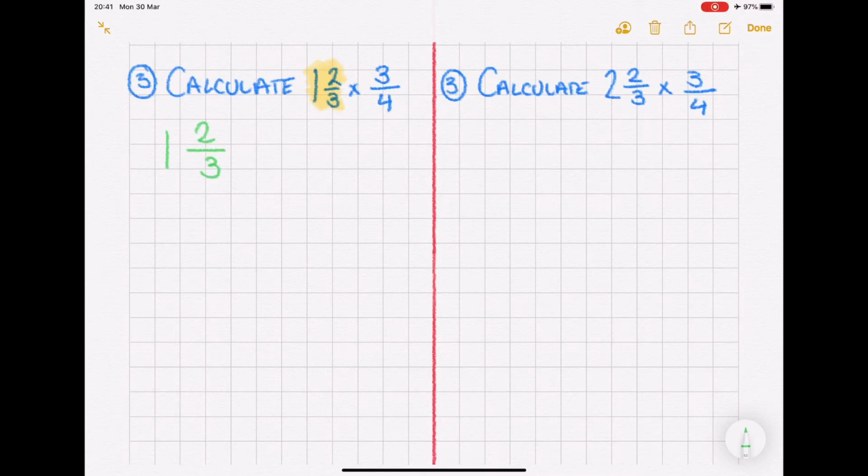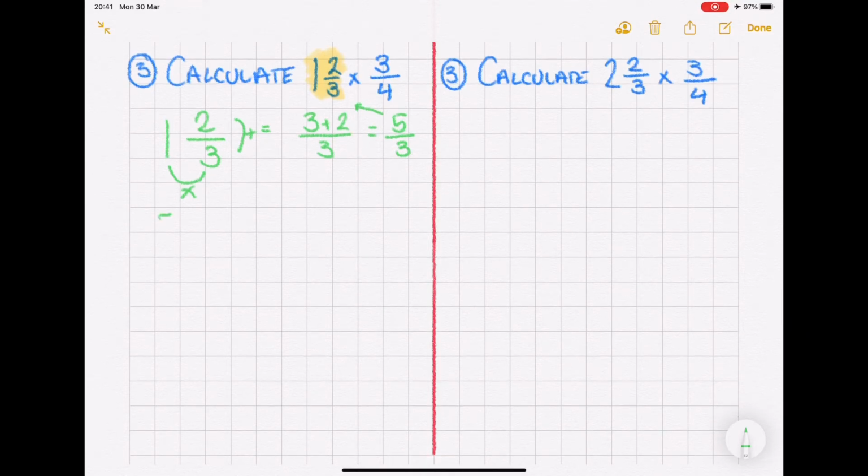So 1 2/3, to change that into a top-heavy fraction, we times those two together. So 1 times 3 is 3, and then we add on the 2, put that over 3, which is 5/3. So now we have this, we can rewrite our sum. So we have 5/3 times by 3/4.